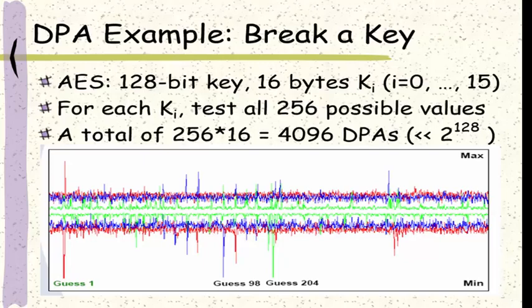So doing DPA computation 4096 times is not an easy task. However, this can lead us to break the 128-bit AES key. If we do a brute force search, the key space will be 2 to the power 128. This is much larger than 4096, which is only about 2 to the power 12.